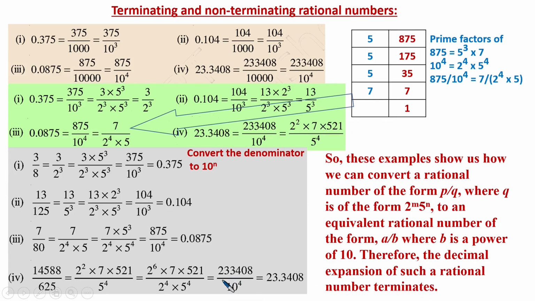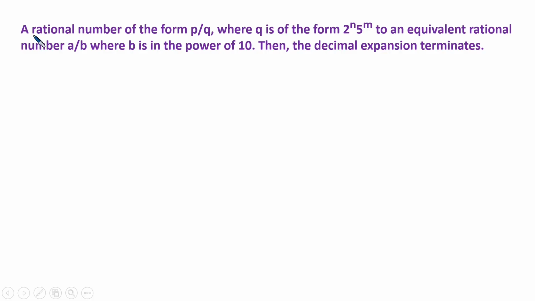So if you can express the denominator in terms of 2 to the power n into 5 to the power n, then you can say that such rational numbers are terminating rational numbers. But if you cannot express it in this form, then it will either be repeating or it may not be repeating. So we can say a rational number of the form p by q, where q is of the form 2 to the power n into 5 to the power n, can be converted to an equivalent rational number a by b, where this denominator b is a power of 10, then the decimal expansion terminates.